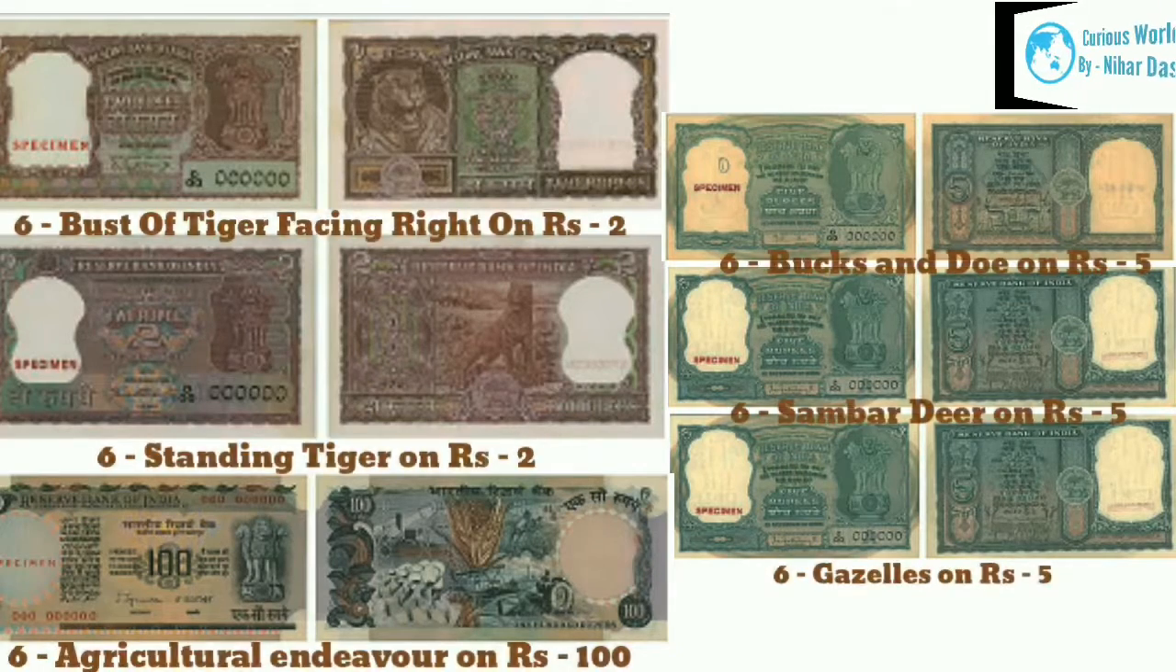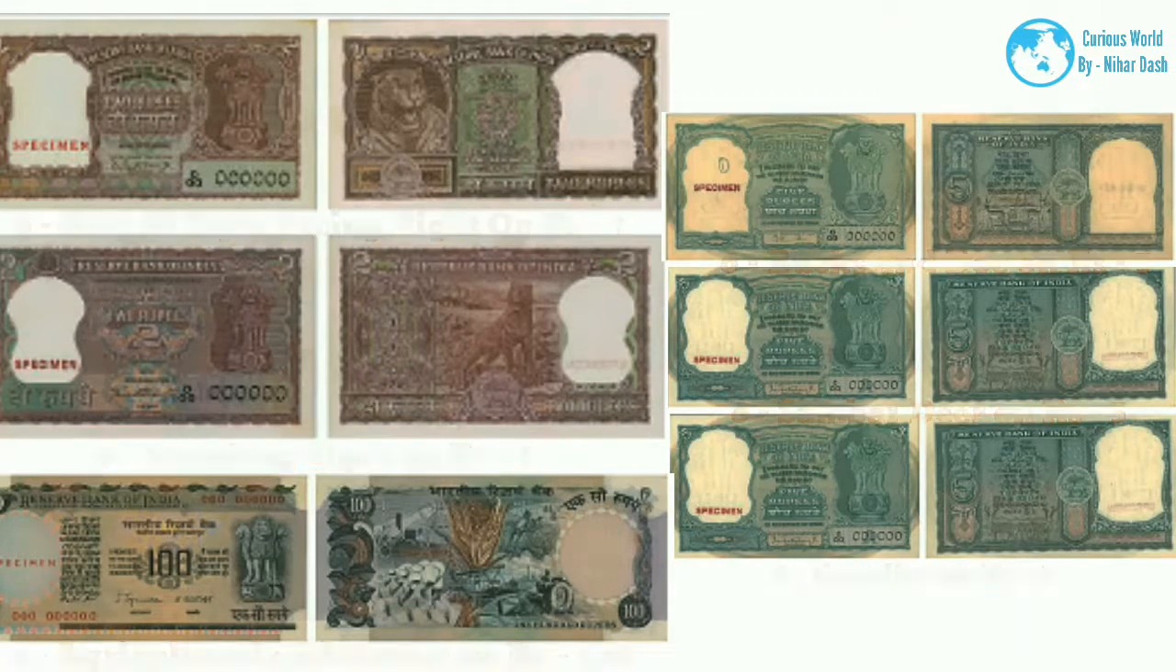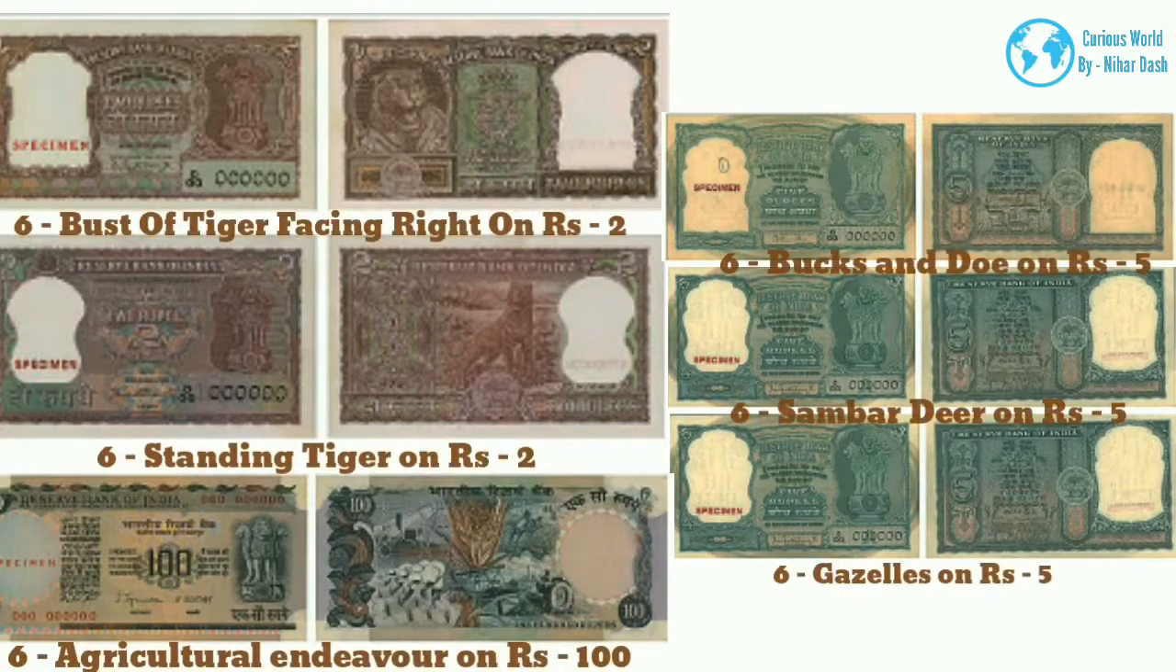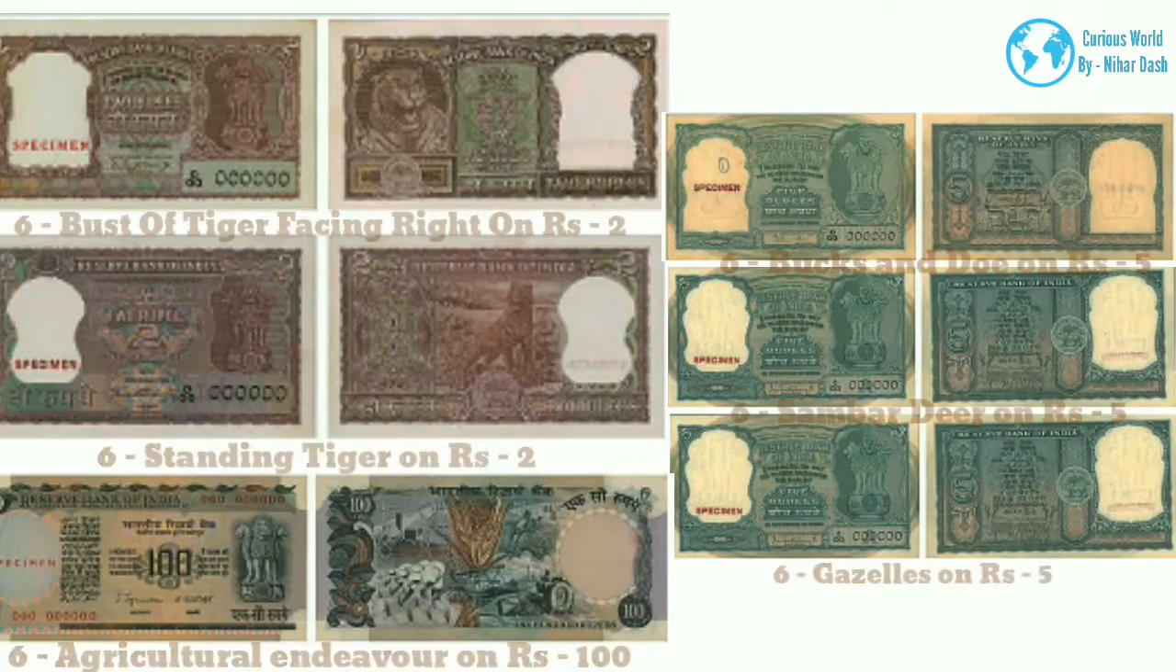In 1975, a collage of motifs explaining India's agricultural endeavour towards attaining self-sufficiency in food production found represented on Rs 100 note depicting the activities of farming and plucking of tea leaves.